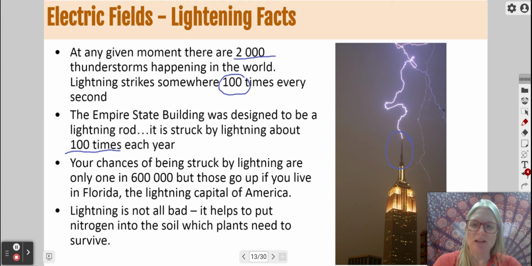Your chances of being struck by lightning are only 1 in 600,000, but if you go live in Florida, it would go up. Apparently, Florida is the lightning capital of America. But lightning's not all bad. It actually puts the nitrogen in the format that plants need in the soil. So we need to have lightning to have plants.